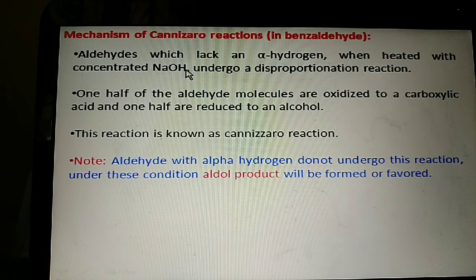with concentrated NaOH undergo a disproportionation reaction. What it means is concentrated, very concentrated NaOH, not too diluted. So one half of the aldehyde molecules are oxidized to a carboxylic acid and one half are reduced to an alcohol. This is also an example of a redox reaction. See here what happens: the molecules both undergo oxidation and reduction also. This reaction is also known as Cannizzaro's reaction. Aldehydes with alpha hydrogen do not undergo this reaction. Under this condition, the aldol product will be formed or favored.